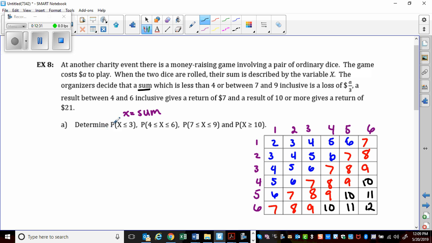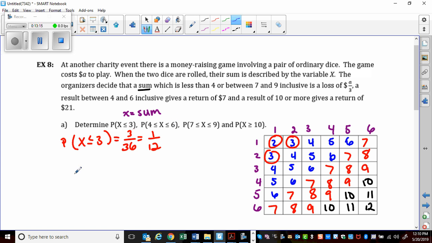It says to determine the probability that our sum is less than or equal to 3. So I made this chart. This is our dice 1 through 6, 1 through 6, and we just added it. So 1 plus 1 is 2, 1 plus 4 is 5, 1 plus 6 is 7. And I kind of color-coded it. What I'm going to do first is find the probability that x is less than or equal to 3. And there are 3 spots where this is less than or equal to 3 out of 36. So 3 out of 36 simplifies to 1 over 12, I think.